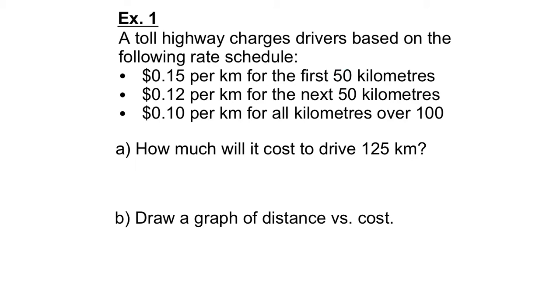Well, the first 50 kilometers, each kilometer is going to cost 15 cents. Then the next 50 kilometers, each kilometer is going to cost 12 cents. And then each kilometer over that is going to cost another 10 cents per kilometer. So when we do the math, for the first 50 kilometers, they're each going to cost 15 cents. The next 50 kilometers are each 12 cents. That's a total of 100 kilometers. We need 25 more kilometers, and they're each going to cost 10 cents. If we add all that up, we get $16. So it's going to cost $16 to drive 125 kilometers on this highway.